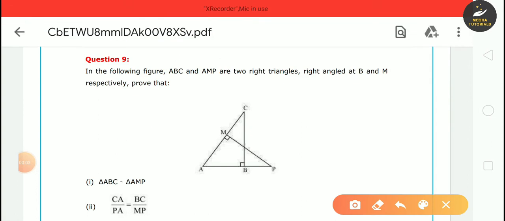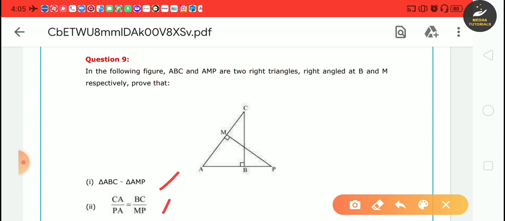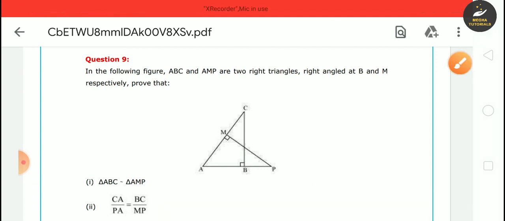Question 9. In the following figure, triangle ABC and triangle AMP are two right triangles, right angled at B and M respectively. Then prove that triangle ABC is similar with triangle AMP and CA upon PA is equal to BC upon MP. When you prove triangle ABC similar to triangle AMP, then only you can prove the second part. So please find the solution.